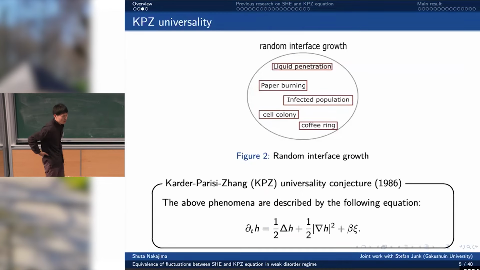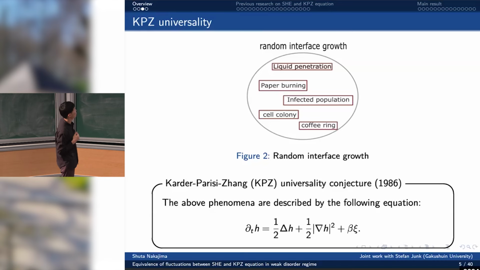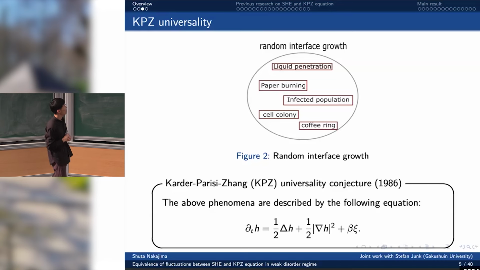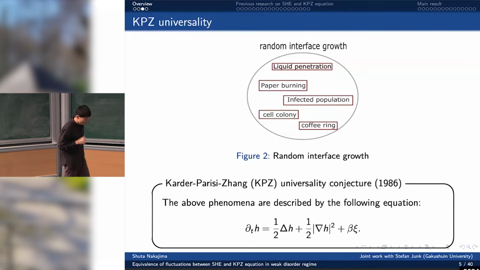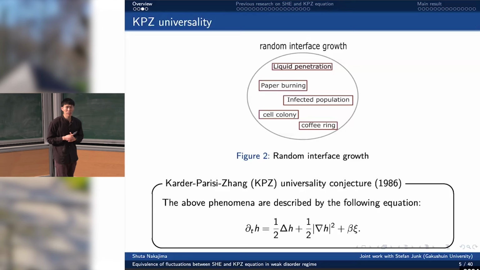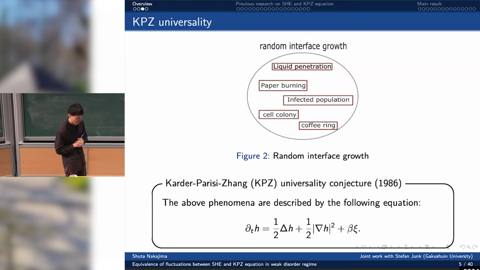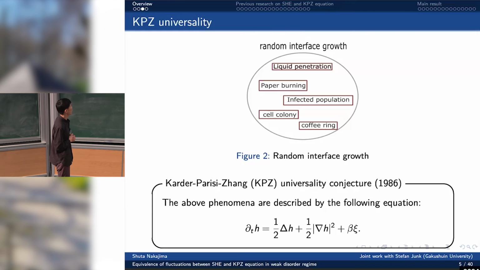Okay, and I list some other random interface growth models. The top one is liquid penetration, and the others are paper burning, infected population, cell colony, coffee rings, and so on. These used to be studied separately, independently, but there was a breakthrough in 1986 by three physicists, Kardar, Parisi, and Zhang, and they predicted the following: many kinds of random interface growth models can be described by only one equation called the KPZ equation.